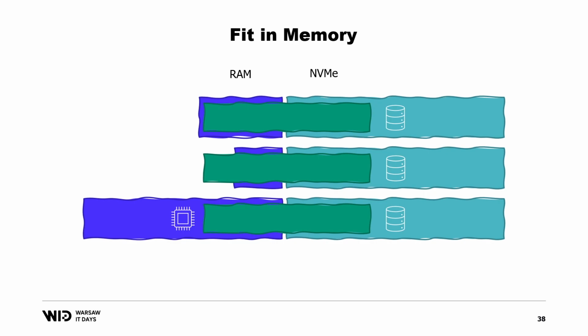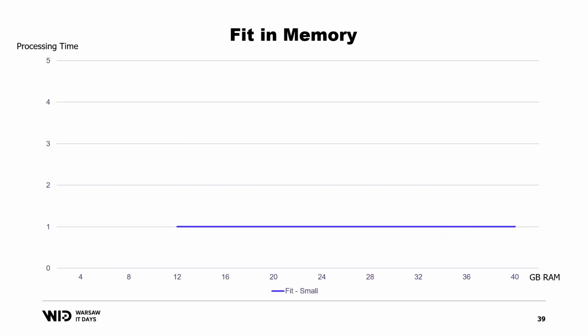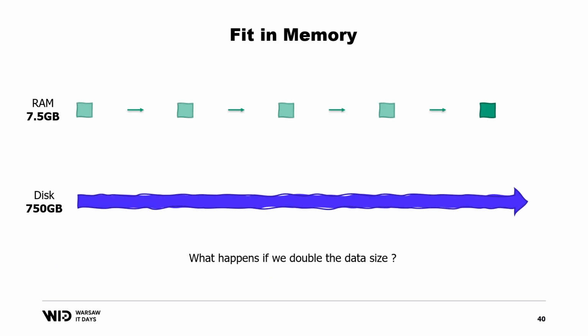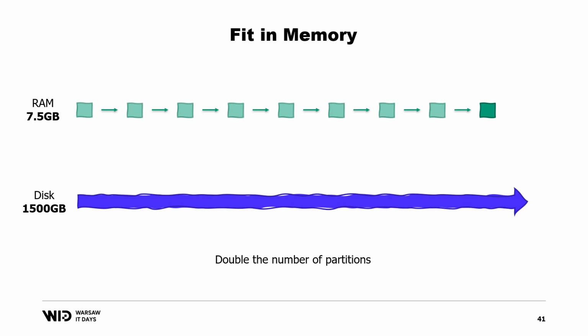If we were to plot a graph of the execution time based on the memory available, it will look like this. Below the memory footprint, there is no execution, so there is no processing time. Above the footprint, the processing time is constant because the program is not able to use the additional memory to run faster. And also, what happens if the dataset grows? Well, depending on which dimension, if the dataset grows in a way that increases the number of partitions, then the memory footprint will stay the same. There will just be more partitions.